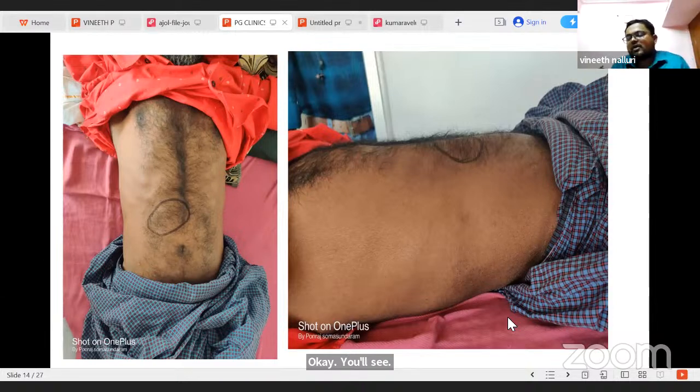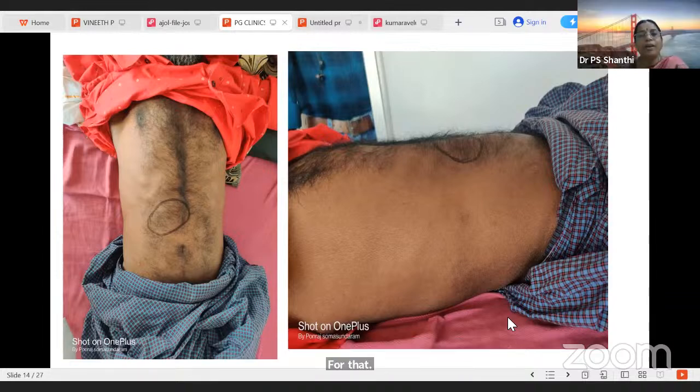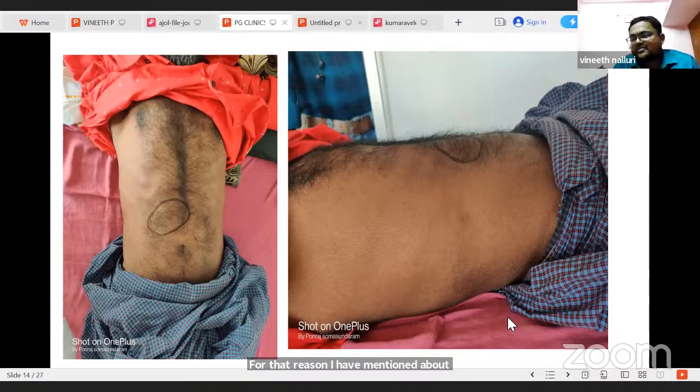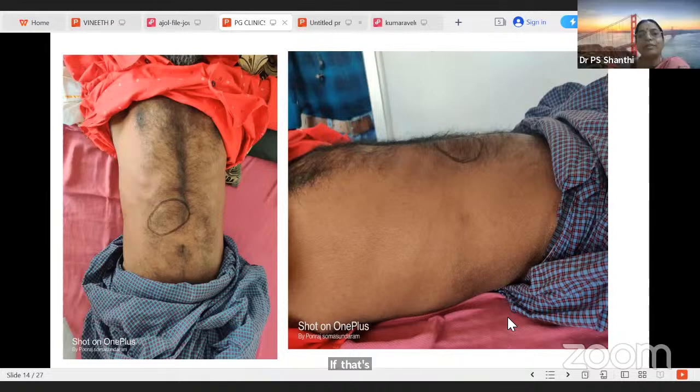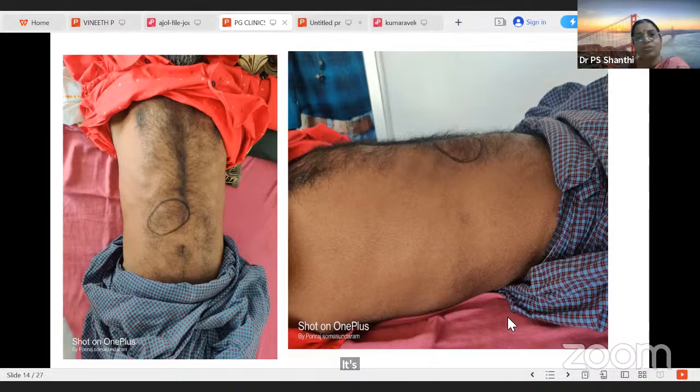Ma'am, in gastric malignancy, metastasis usually goes to the left axillary node, which is called the Irish node. For that reason I have mentioned left axillary nodes. Is it a node or a nodule? Left axillary node, ma'am. Node. It's nodules, it is not nodes. Left axillary nodes. You mean to say the levels of nodes in the axilla will be involved in this? No.